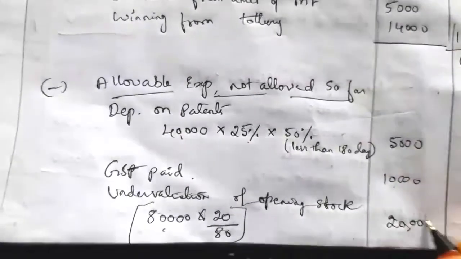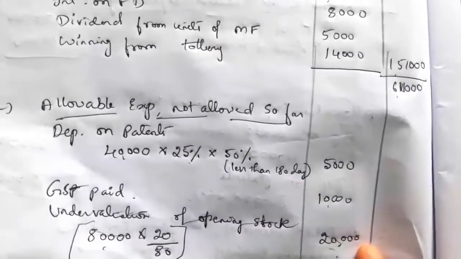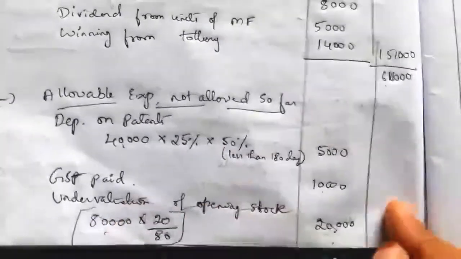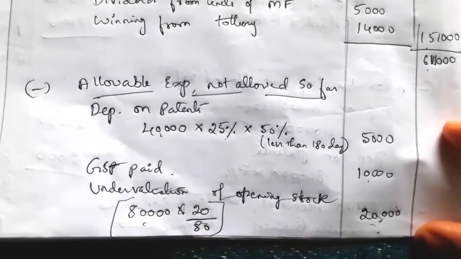So 20,000 is the depreciation value of opening stock recorded less. So we have to record it under allowable expenses not allowed so far. So this is better to take under allowable expenses not allowed so far. Once see the solution number 5.